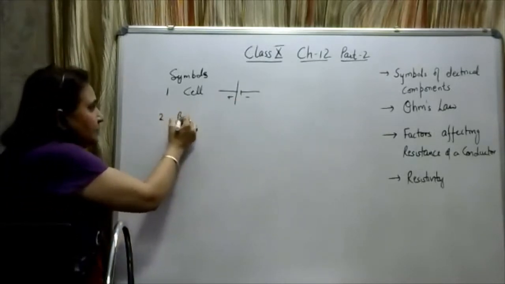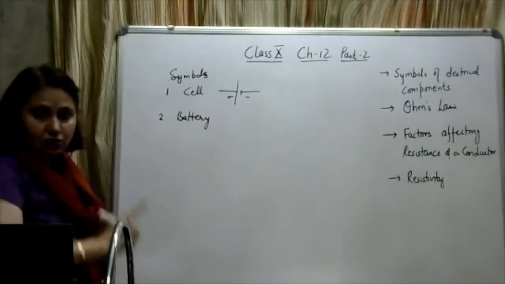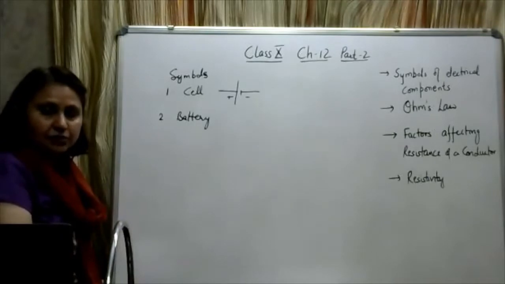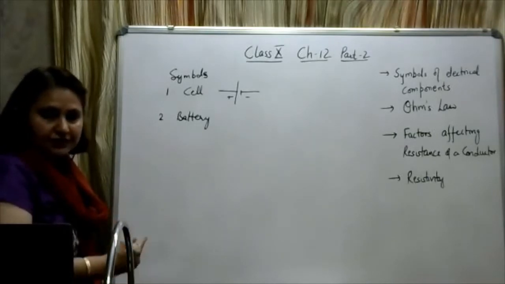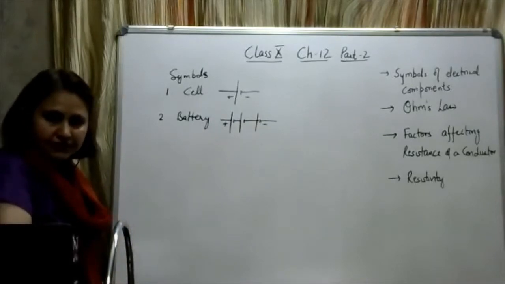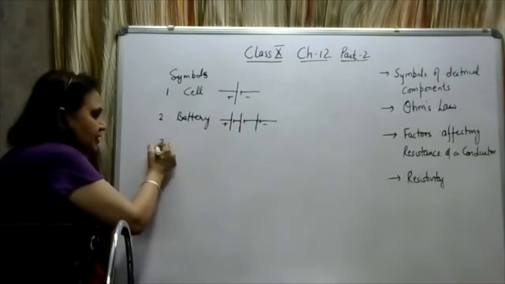The second one is the battery. A battery is the series combination of cells. The negative terminal of the first cell is connected to the positive terminal of the second cell and so on. So a battery is the series combination of cells connected one after the other. This is called the battery.